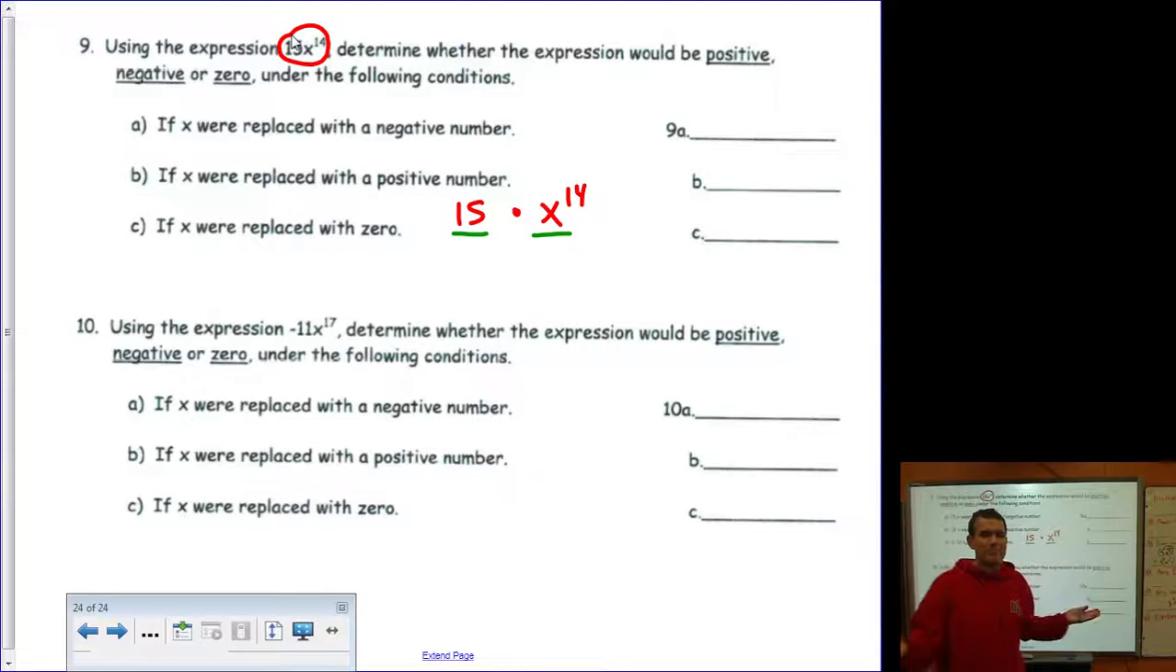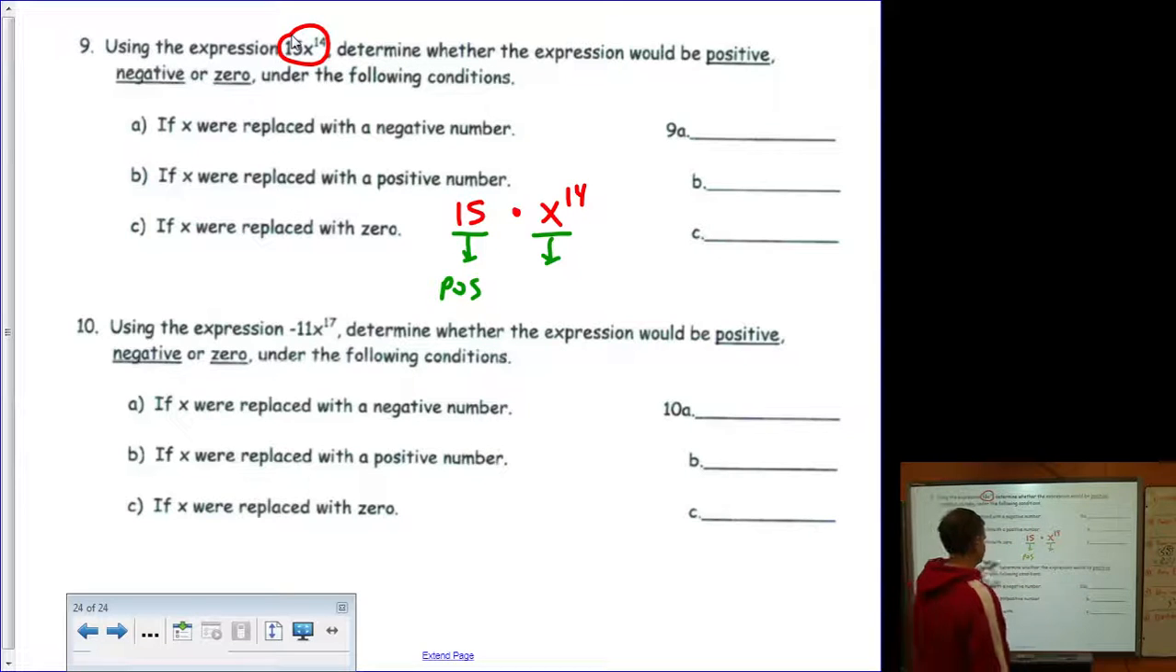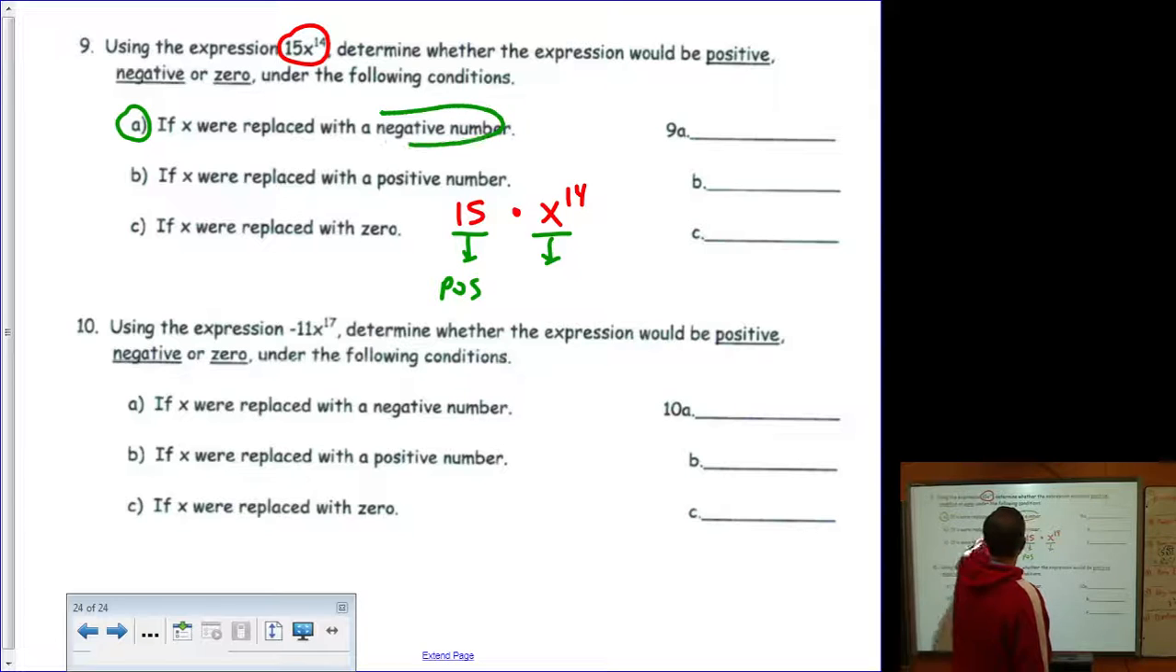Well, that might depend on what I put in for x. I know the 15 is a positive number. I'm not sure if this is positive or negative. It might depend on what I put in for x. Part A says, put a negative number in for x.